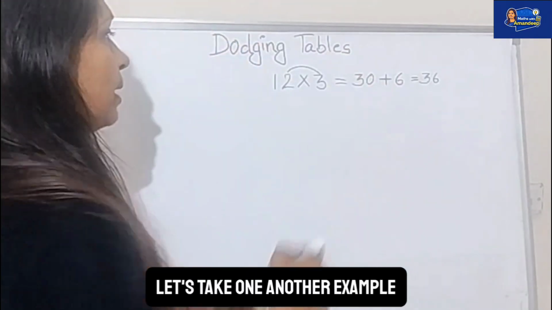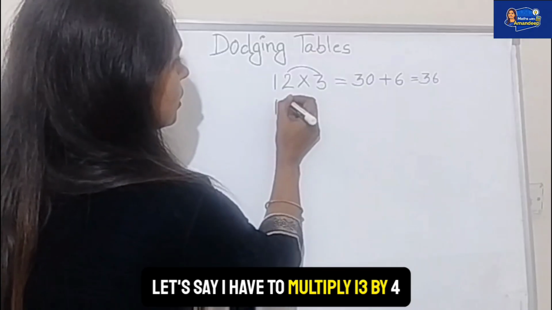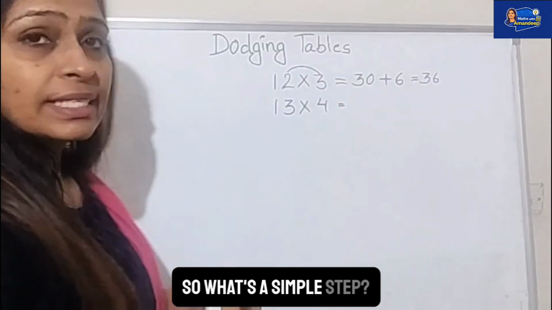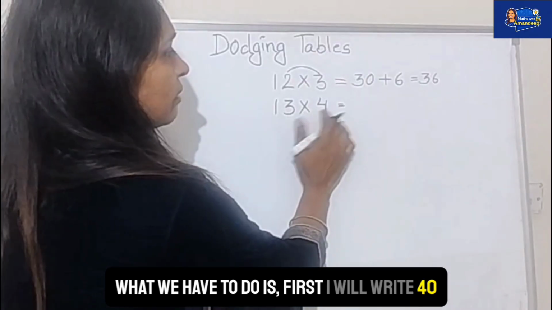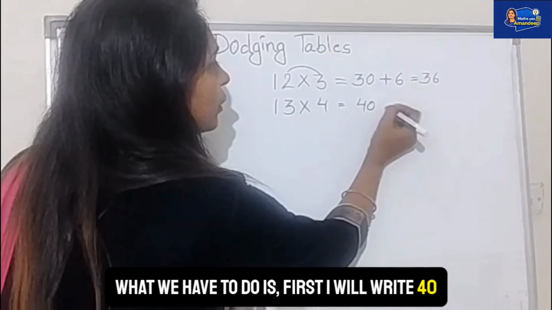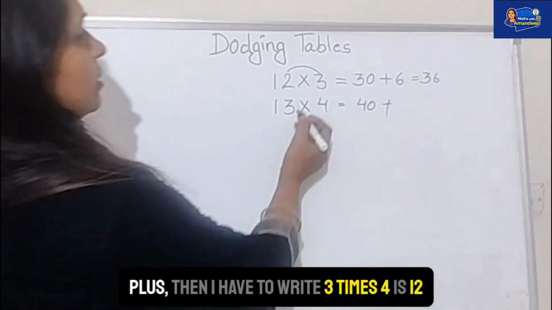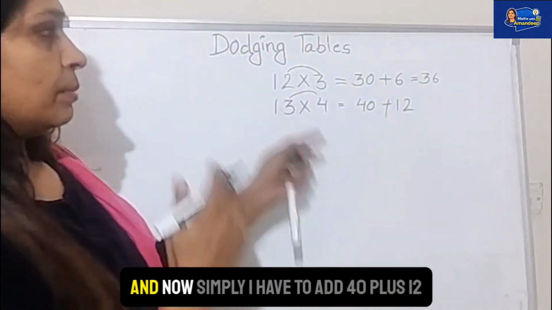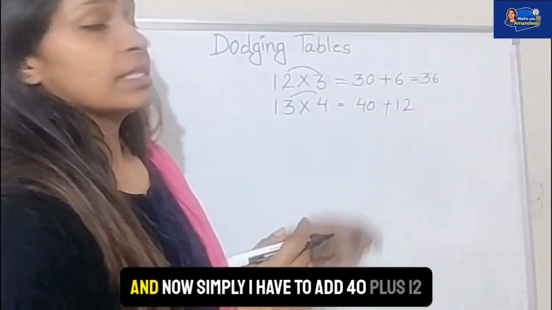Let's take one another example. Let's say I have to multiply 13 into, say, 4. So what's the simple step? What we have to do is, first I will write 4, 0, 40 plus. Then I have to write 3 4s are 12. And now simply I have to add 40 plus 12.